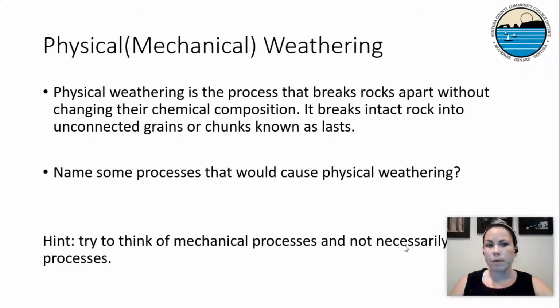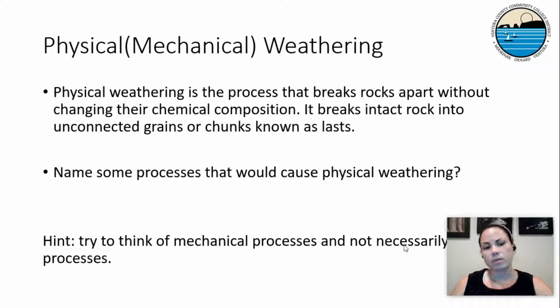So let's talk a little bit more about the difference between physical and chemical weathering. Physical weathering, again, is the process in which rocks are broken apart. And you can have an intact rock that either gets disconnected from the grains or has a chunk off of the large clasts, chunks known as clasts.